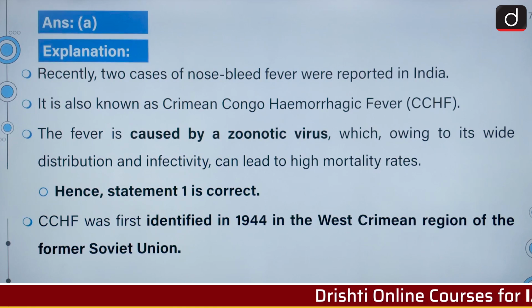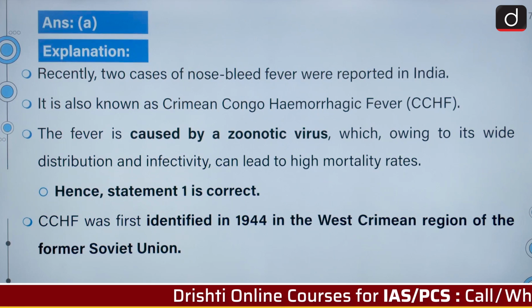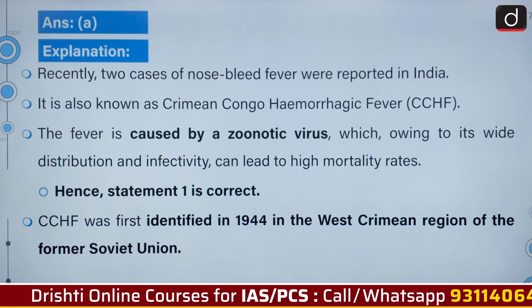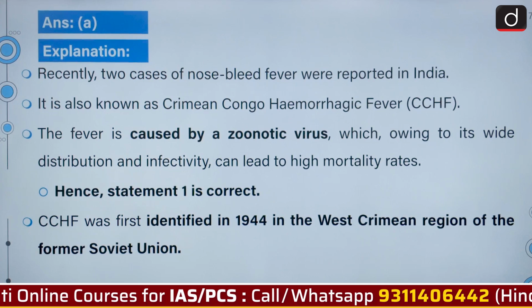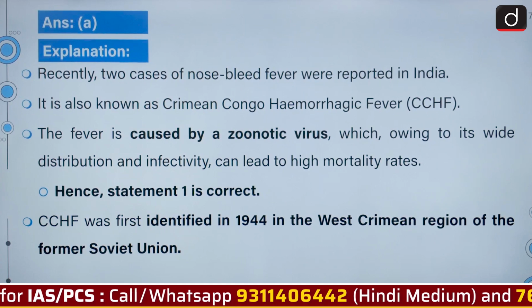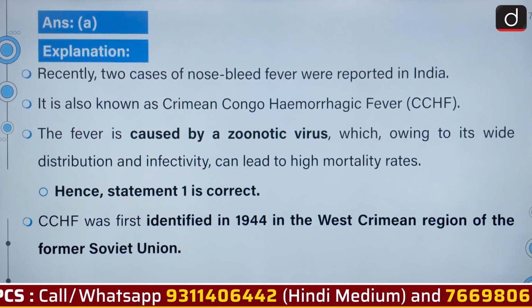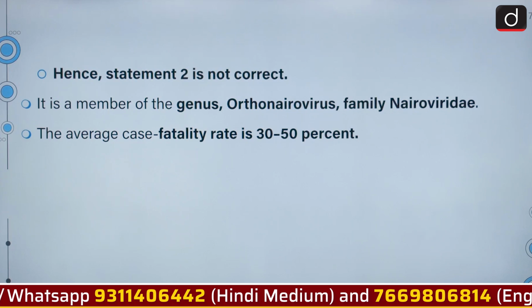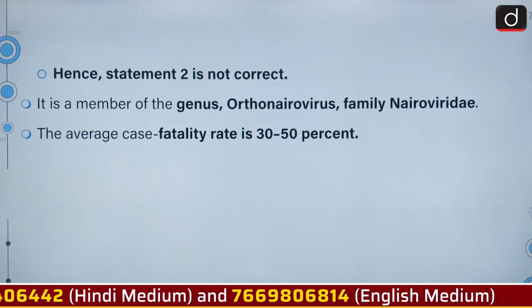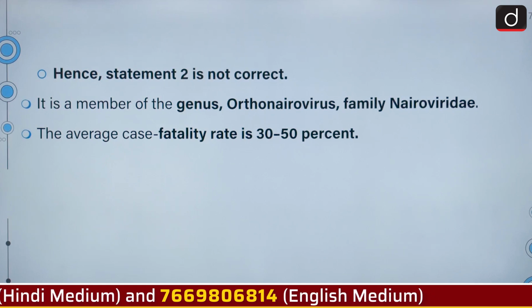Recently, 2 cases of nosebleed fever were reported in India. It's also known as the Crimean Congo hemorrhagic fever. The fever is caused by a zoonotic virus, which, owing to its wide distribution and infectivity, can lead to high mortality rates. It was first identified in 1944 in West Crimean region of former Soviet Union. It is a member of the genus Orthonairovirus family Nairoviridae. Average case fatality is 30 to 50%.